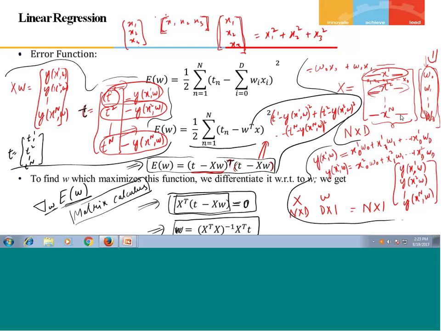How do we do differentiation? I told you this is matrix calculus, and you need to see the steps. These steps are very similar to how you do differentiation in univariate calculus.